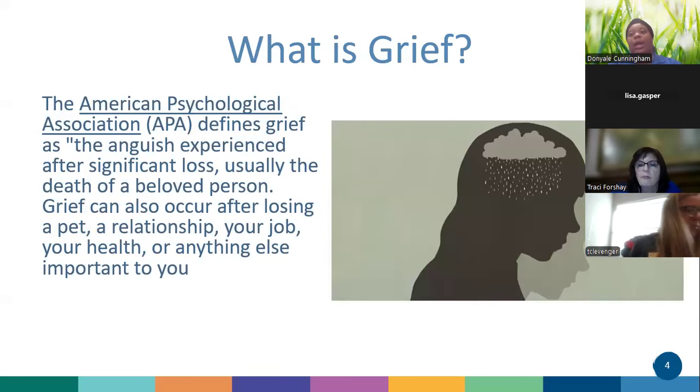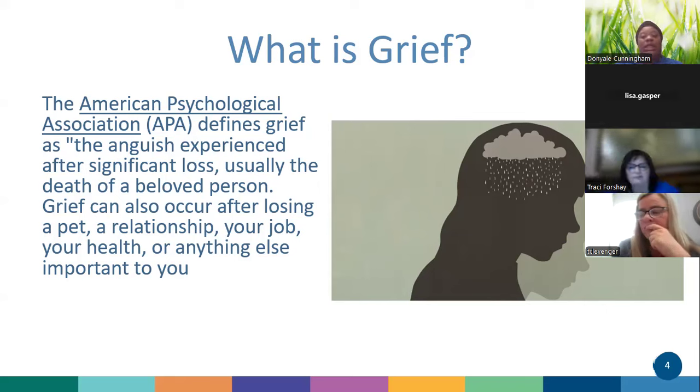So I first want to start off by defining what grief is. The American Psychological Association, APA, defines grief as the anguish experienced after significant loss, usually death of a beloved person. Grief can also occur after losing a pet, a relationship, your job, your health, or anything else that is important to you. Symptoms of grief often include separation anxiety, some confusion, obsessively living in the past. In severe cases, grief can become life-threatening, whether by reducing immunity, making us more susceptible to illness or disease, or by leading to suicidal thoughts.